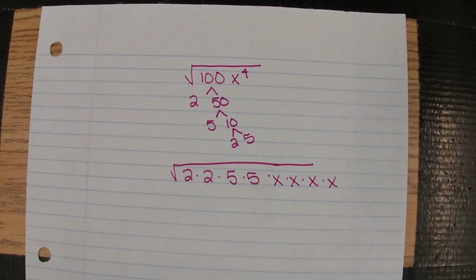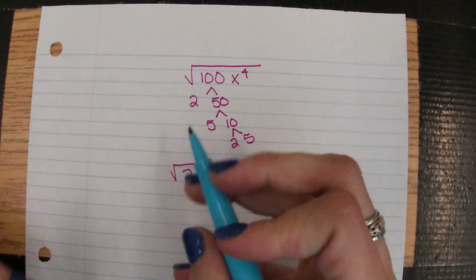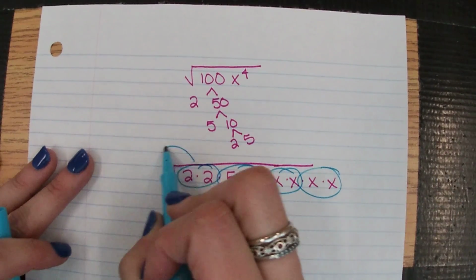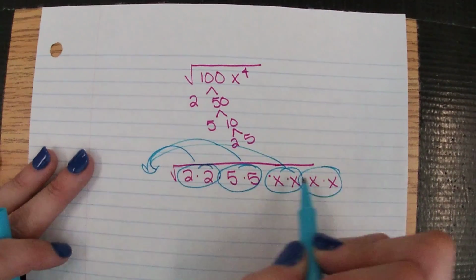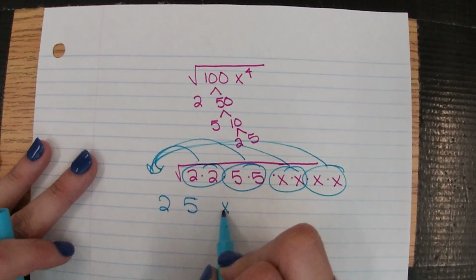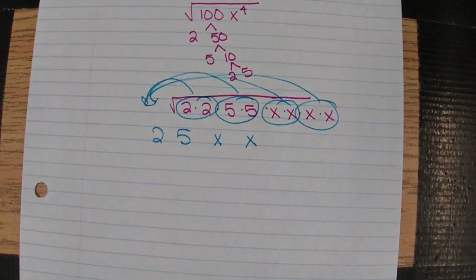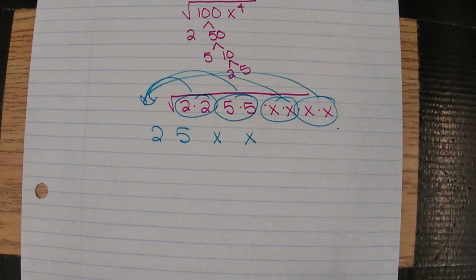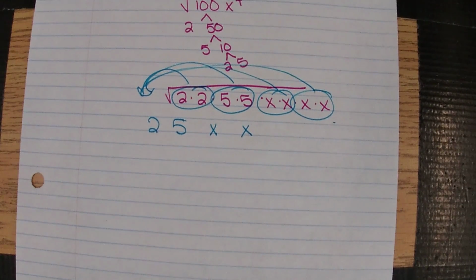Okay, now I'm going to find my pairs. So when I circle my pairs here, I have a 2, a 5, an x, and an x. So all of these are coming out front here. So a 2 comes out, a 5 comes out, an x comes out, an x comes out, and I don't have anything left to go on the inside, and that's okay. If there's nothing left to go on the inside, I'm not going to write my square root down at all.